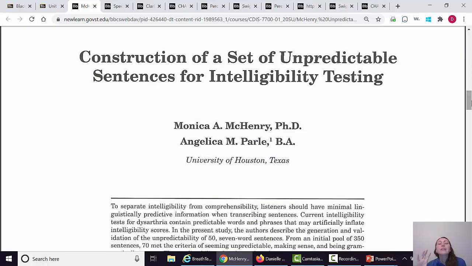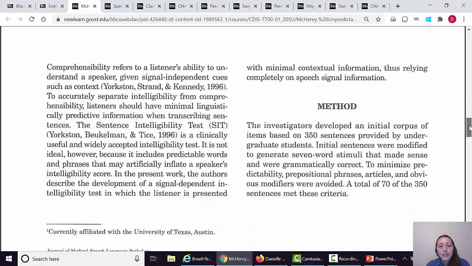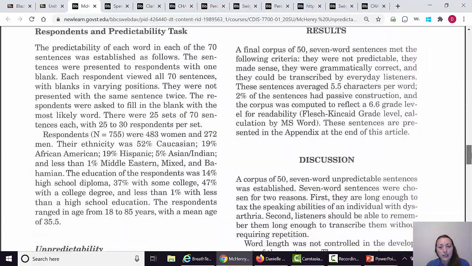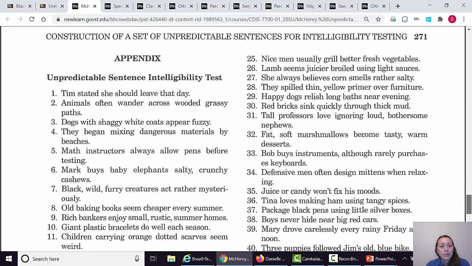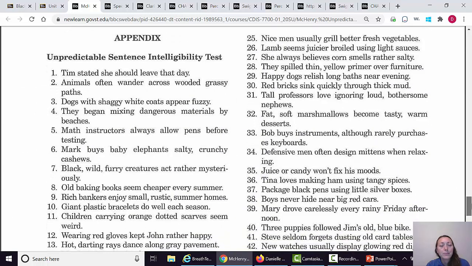They provided a construct, trying to find another modality, because there isn't a perfect way of doing this, but trying to reduce that bias and utilizing unpredictable sentences for intelligibility testing. So they put together, and feel free to read this, that's fine, great. I'm looking at the appendix. This is what I'm looking for.